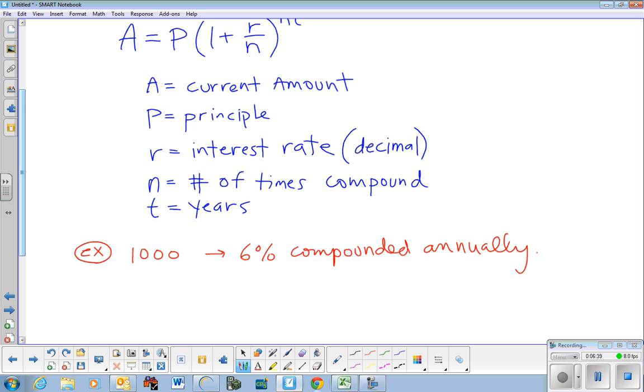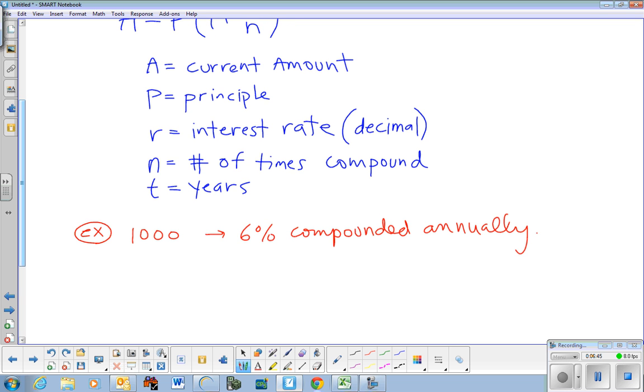So they're just going to compound it. They're going to give you your interest. That's money you make by doing nothing but giving your money to them at the end of each year. So you go in with 1,000. A year later, they say, okay, here's your 6% interest.